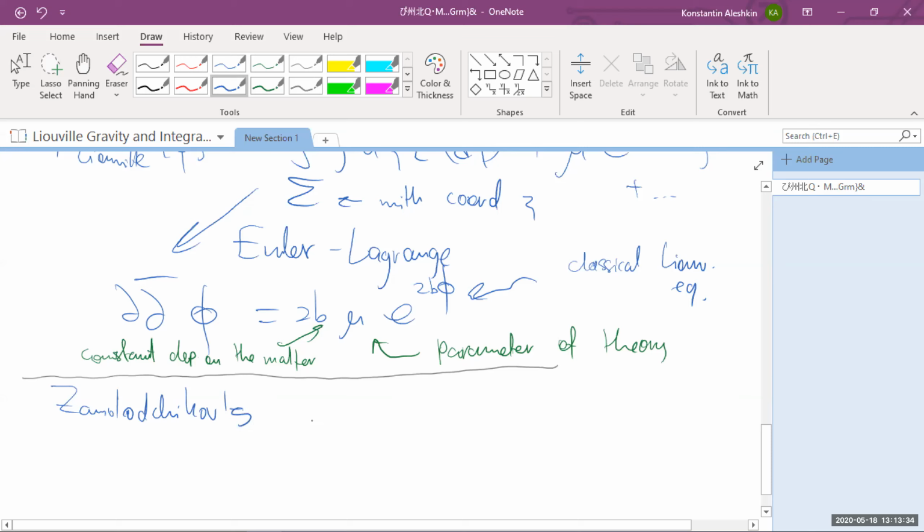Let's see. Question first. Is this constant b, do you have to find it somehow adjusted to make some contribution from the matter, or exactly? So I'll talk about this a bit later, but it is determined by the matter, yes.